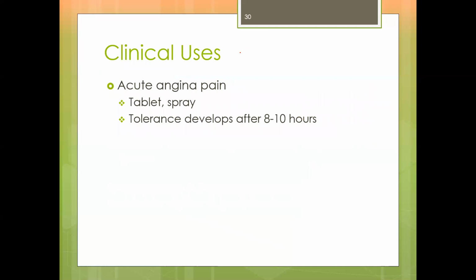So clinical uses of nitrates is for acute anginal pain. So we have forms of the drug in the forms of tablet, spray, okay, and as mentioned, tolerance develops after 8 to 10 hours.